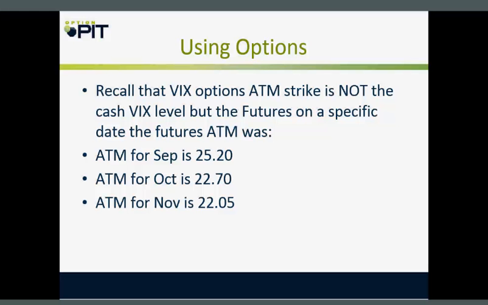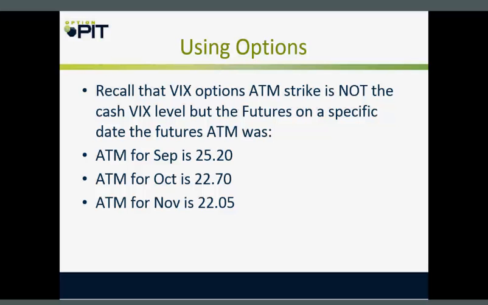All right, using the options. So now, this is important. Recall that VIX options for at-the-money strike is not the cash index, but it's the underlying. So, on a specific date, the underlying, the at-the-money option for September would be 25. So the at-the-money option in September would have been 25. The at-the-money for October would have been 23. And the at-the-money option for November would have been 22.